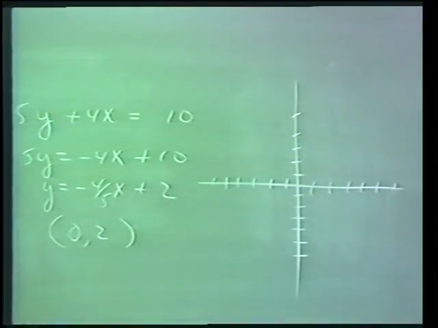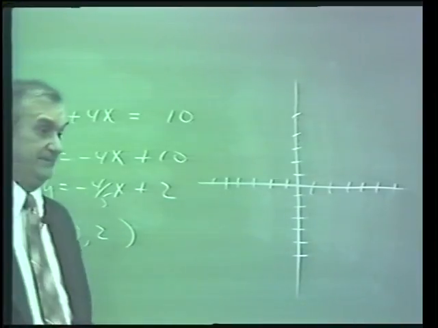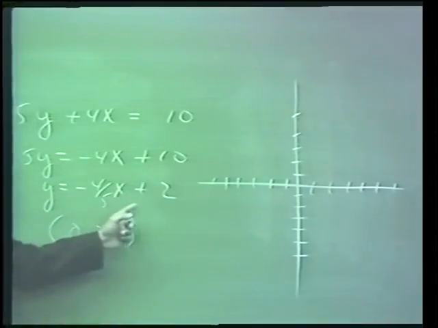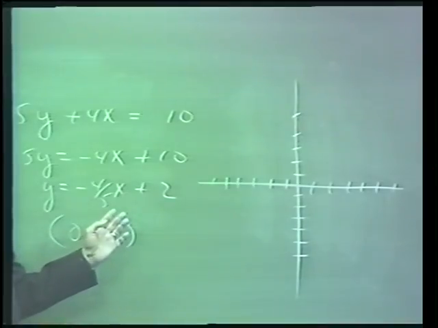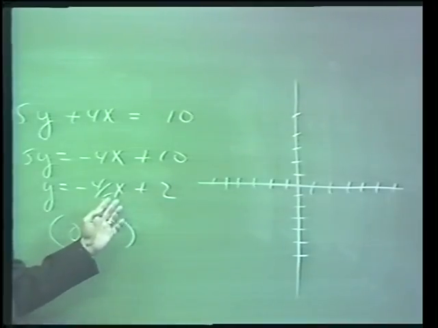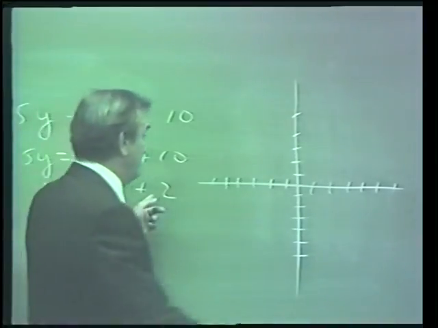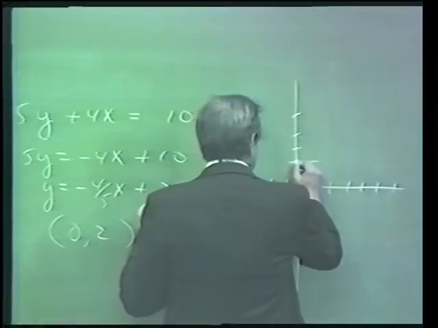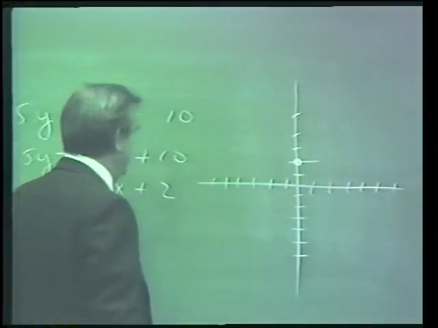First of all, we have the line y is equal to negative 4/5 x plus 2. We take care of the y-intercept. Where is this line going to cross the y-axis? 2. Remember, the constant is the y-intercept. We mark that point. This becomes our key-off point.